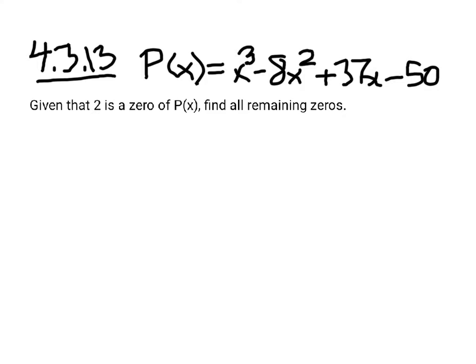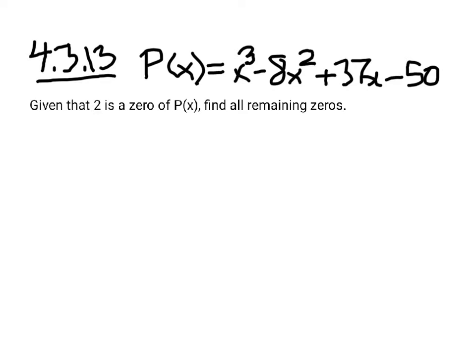Since we notice that this polynomial has degree 3, there are up to 3 distinct zeros. It's possible that 2 might be a zero of multiplicity 2, which means the factorization of p of x has (x minus 2) squared, and then some other factor. So maybe we only have one other distinct zero.